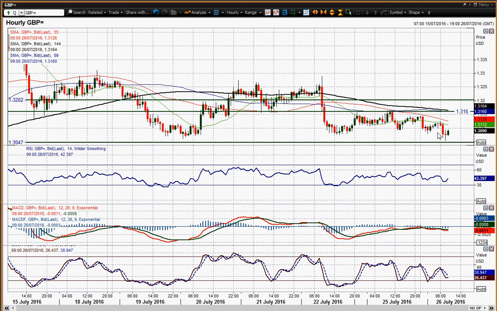But I think use this minor rally that we've got in sterling in the last hour or so as a chance to sell, because I think it's going to be falling back to retest that 30.60 level.